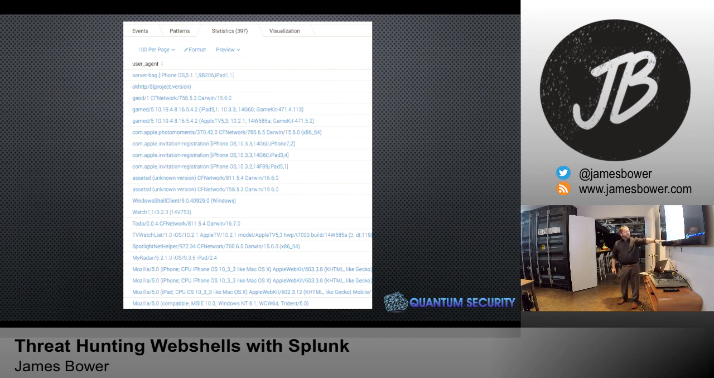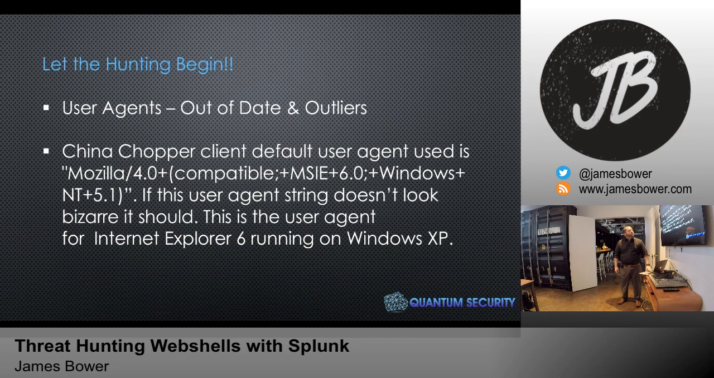All right, so we showed this here. Like I said, I want you to remember this MSIE 10 Windows 6.1, because this is a legit one. But now we're talking about out-of-date user agents. The really interesting thing is China Chopper, which we showed before in that GUI. The default user agent string is Mozilla 4.0 compatible MSIE 6.0 Windows NT 5.1. When you look that up, that is the user agent string for Internet Explorer 6 running on a Windows XP machine. If you're running Internet Explorer 6 on a machine on your network, you probably have some issues.